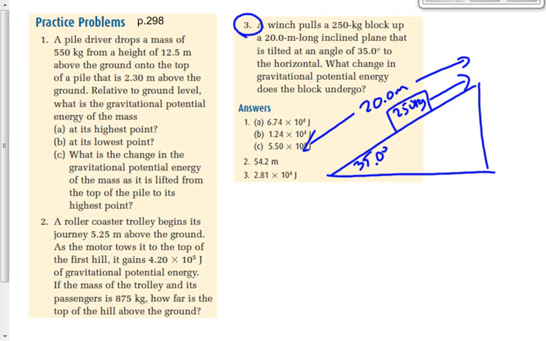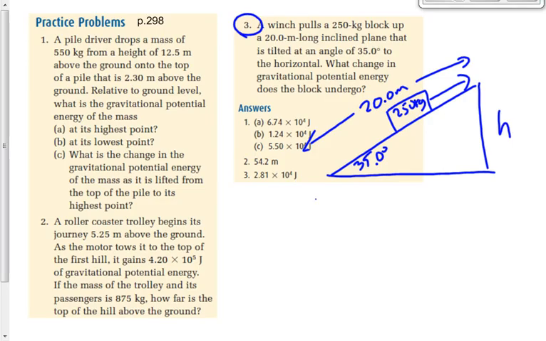Now, this 20 meters, I was going to say it's not even relevant. It is, but not directly relevant. We're simply going to use the 20 meters to find something else, not the potential energy directly. What are we going to use that 20 meters and that angle of 35 degrees to find? Josh? The height. Yeah, let's get the height here. The height is the opposite side of that triangle. The 20 meters is the hypotenuse.